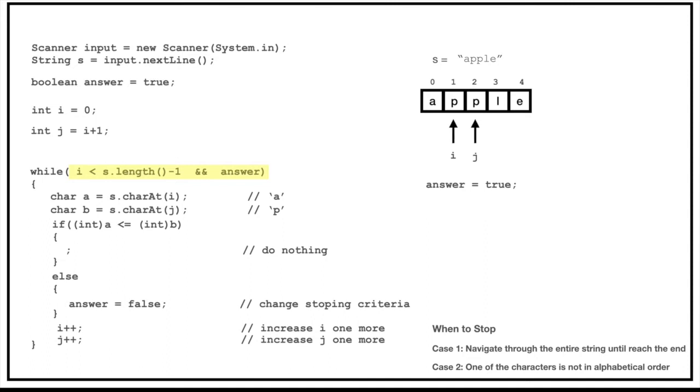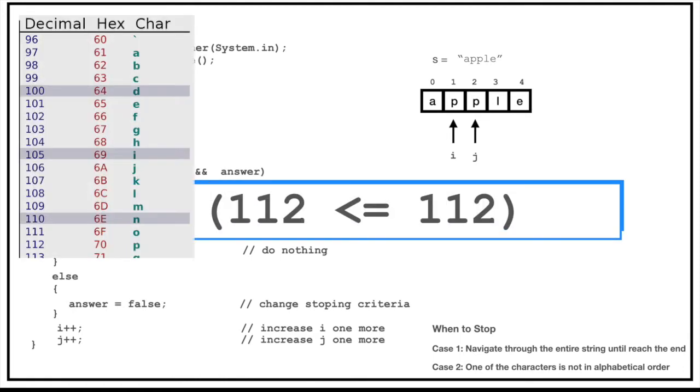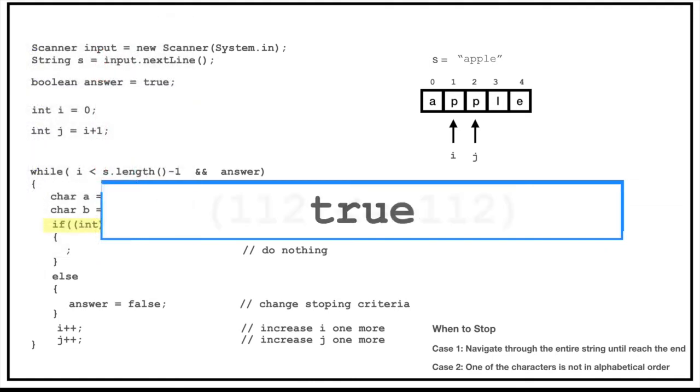So what we're going to do is visit the next steps. We extract the character at position I, which is now P, and then we extract the value at position J, which is now also P. Then we compare and ask, is the character P less than or equal to the character P? Java asks, is 112 less than or equal to 112? And indeed it is true.